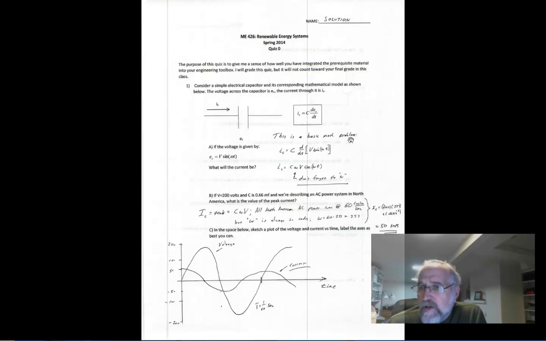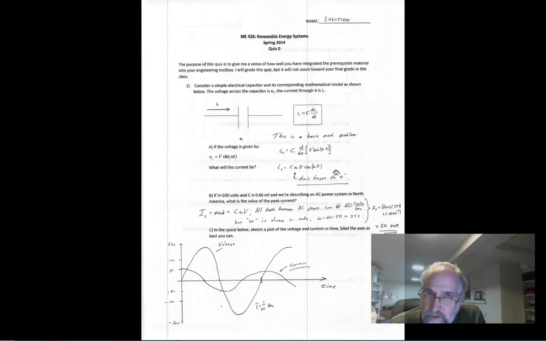So here you see I set it up. I said the I_C is equal to C, a constant, the capacitance, so you can pull that out of the derivative, times the derivative of V sine omega t. V is also a constant. I could have pulled that out as well. And so what I have here is the current, I sub C, is equal to C, capacitance, times omega times V times the cosine of omega t.